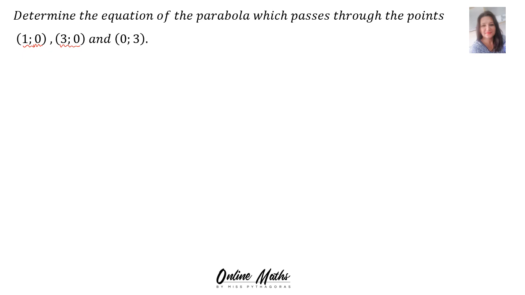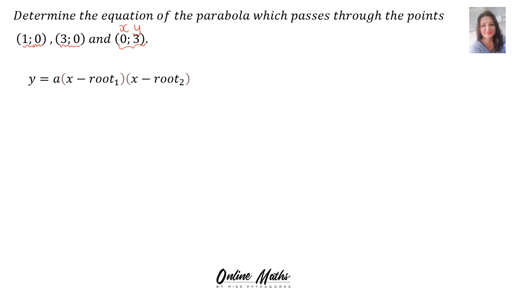And then this other point is just the point consisting of an x and a y. Although it's the y-intercept, it doesn't really matter. You just deal with it as if it's a normal point. Now, which formula to use? This is in fact a type 2 parabola, or rather equation, that you're going to use.